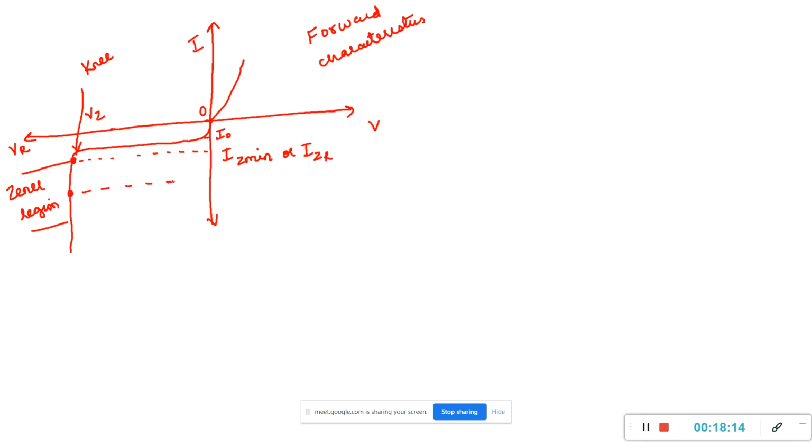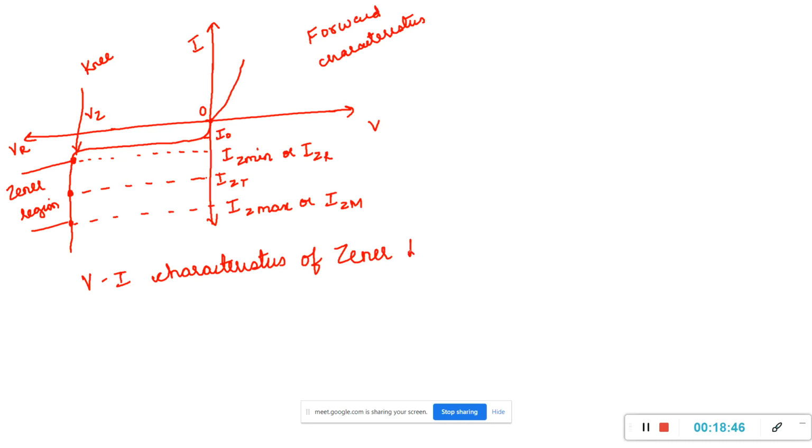So in between some mark, it is the IZT, and here IZ max, or we call it as IZM. So this is the complete VI characteristics. So here is the VI characteristics of Zener diode. So this is a complete VI characteristics of the Zener diode.